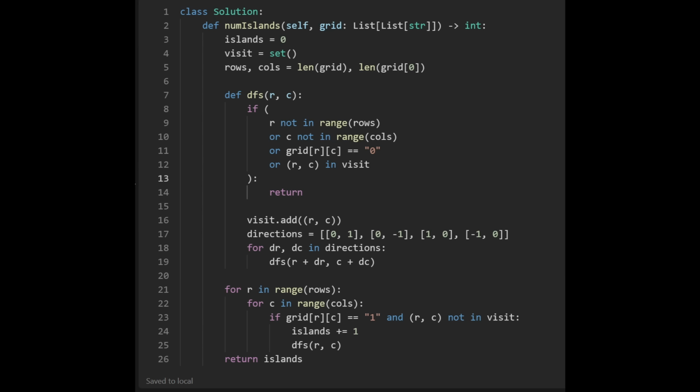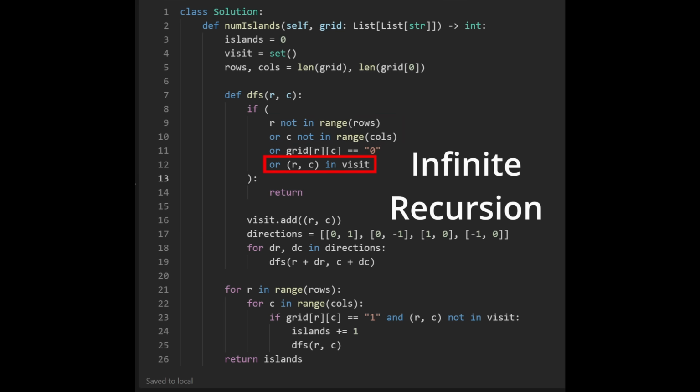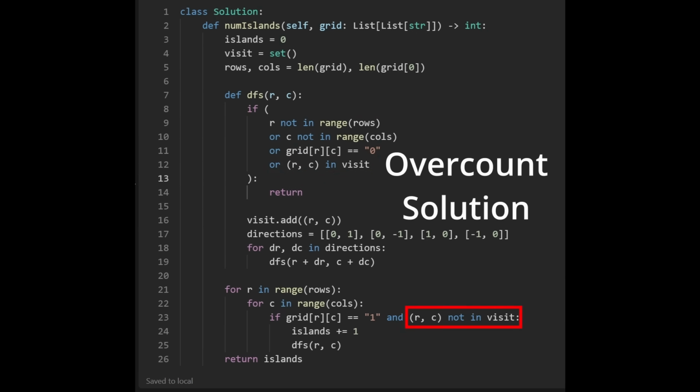Because even though you may be implementing the same algorithm, depending on the structure of the graph, the code can be quite different. But again, don't just get surface level knowledge. I would recommend you to really understand them. Like, you should be able to tell me what would go wrong if I removed any of these lines of code. Without this, we might get an index out of bounds error. Without this one, we might get stuck in an infinite loop. Without this one, we might overcount the solution.